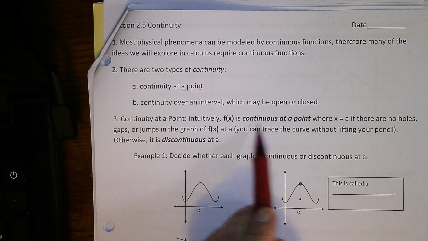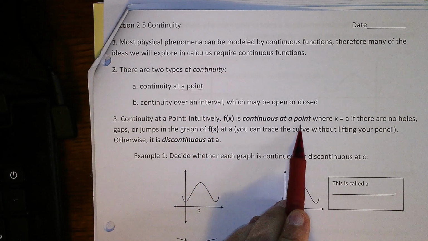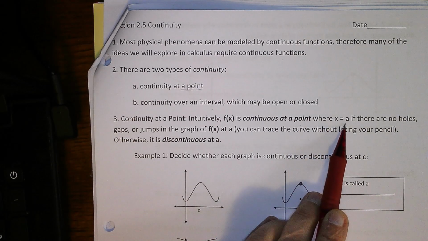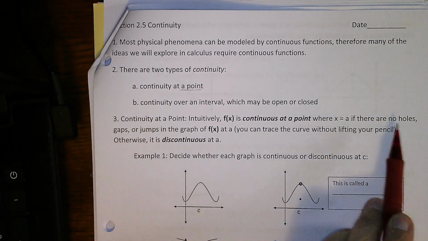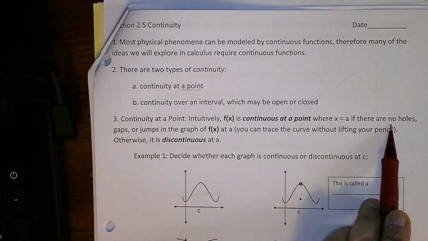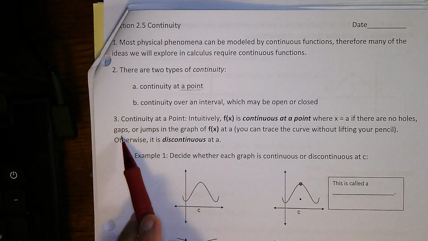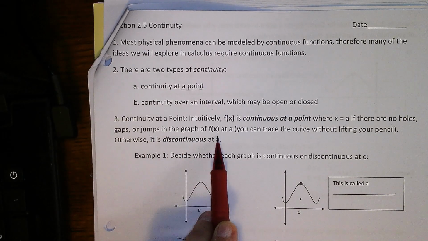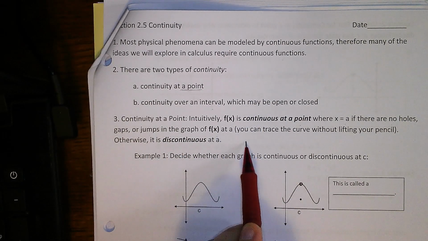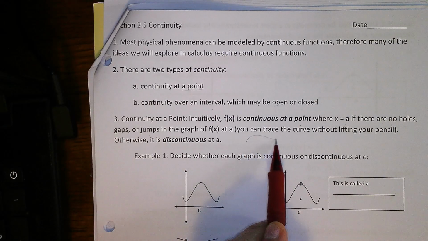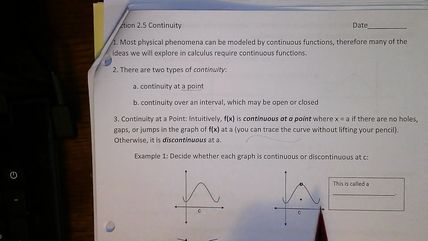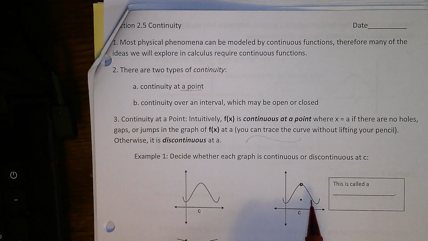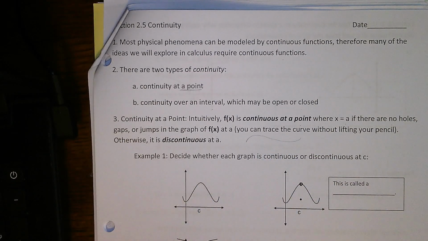Intuitively, f of x is continuous at a specific point where x equals a if you're looking at a graph and you don't see any holes, any gaps, or any jumps in the graph of f of x. In other words, you can put your pencil and trace the graph of the curve without having to lift your pencil up at all. Otherwise, it's discontinuous at a. So that's the intuitive idea of continuity at a point.